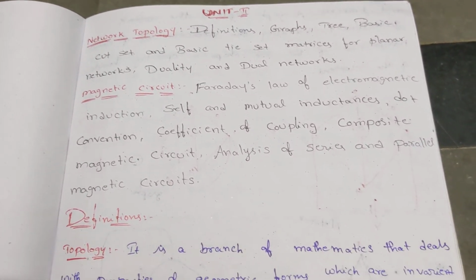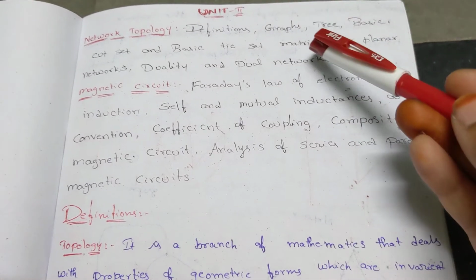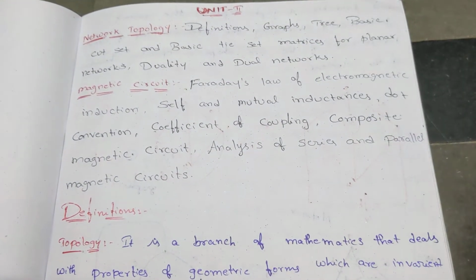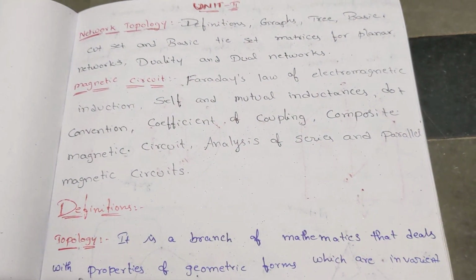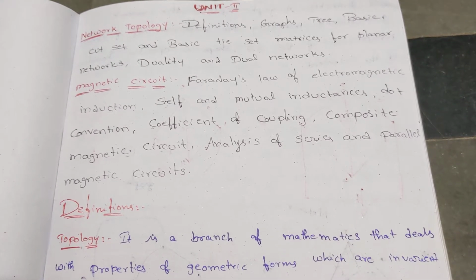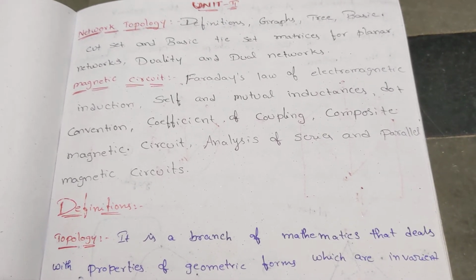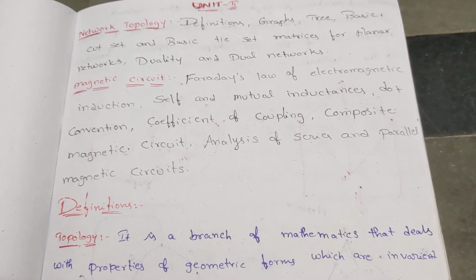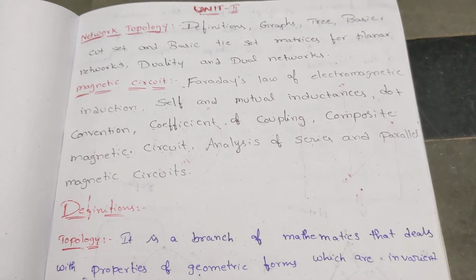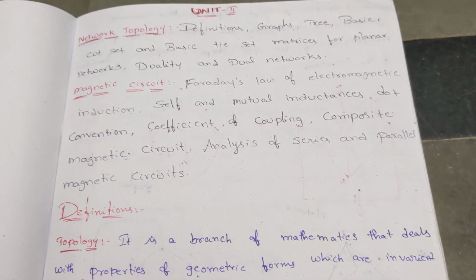Good morning to everyone. In our last class, we discussed what is meant by graphs, trees, and what is meant by links and twigs. In today's class, we are going to discuss the incidence matrix. Please remember, this is the basic matrix to understand how a node and a branch are related to each other.